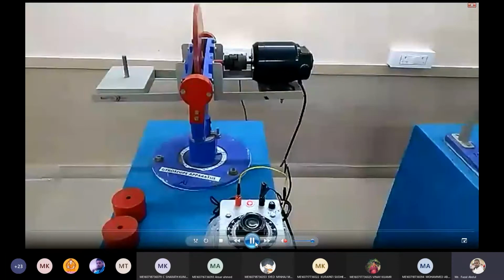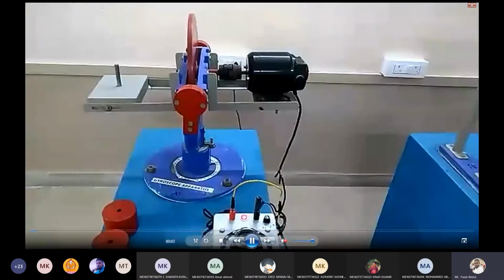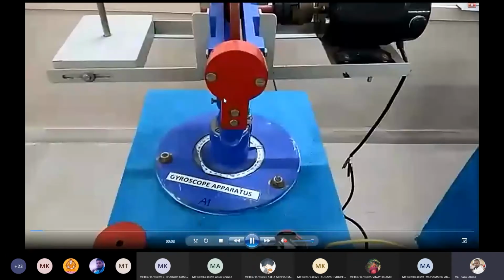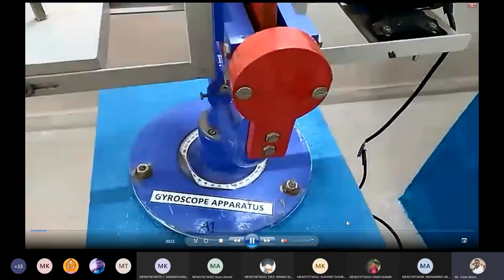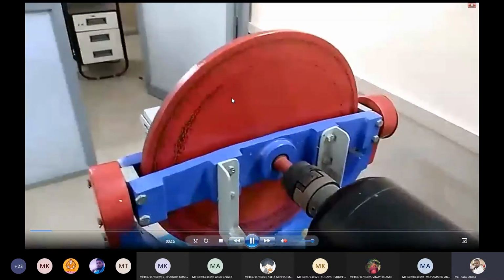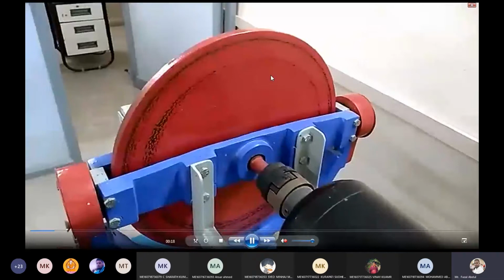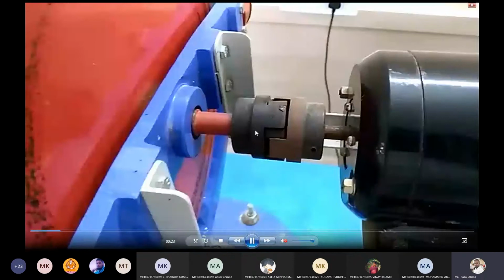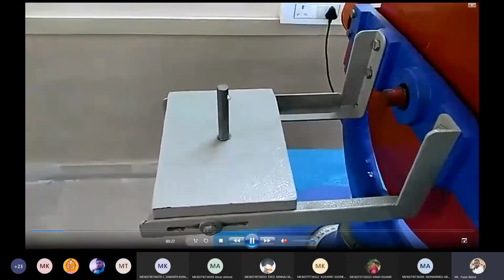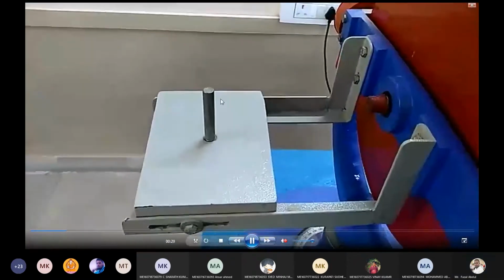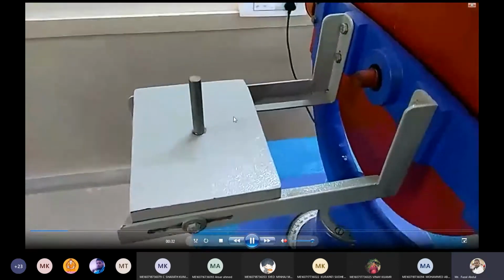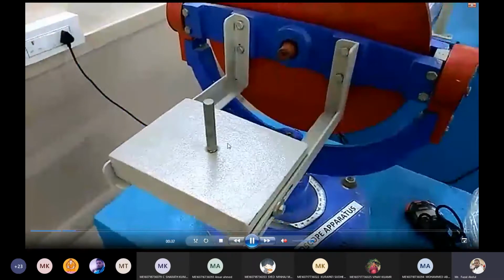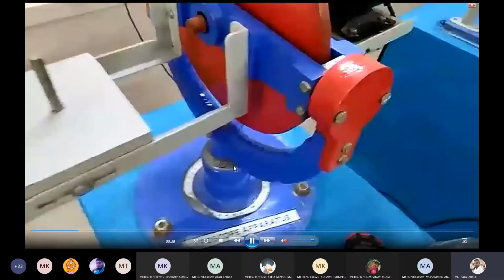This is our lab equipment, the gyroscopic apparatus setup. This red colored wheel is the flywheel, and this is a coupling to assemble the flywheel and the motor. This is the load pan. We are attaching the load on this pan, and this is the scale.